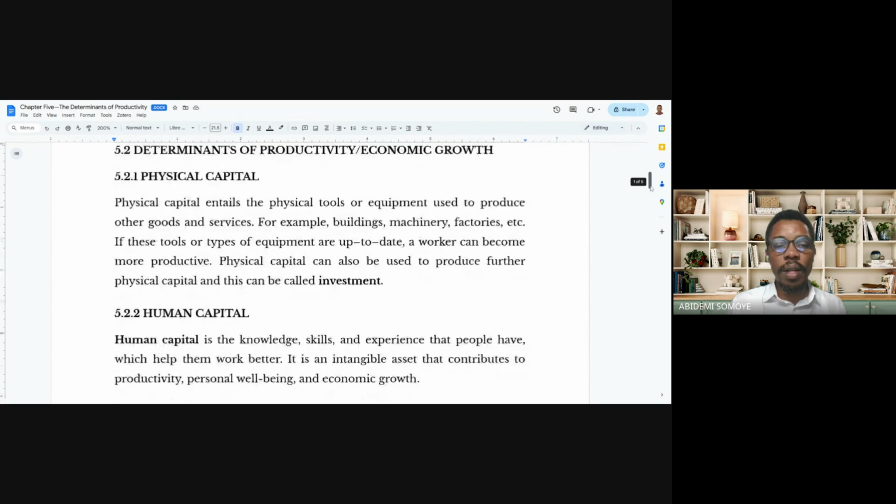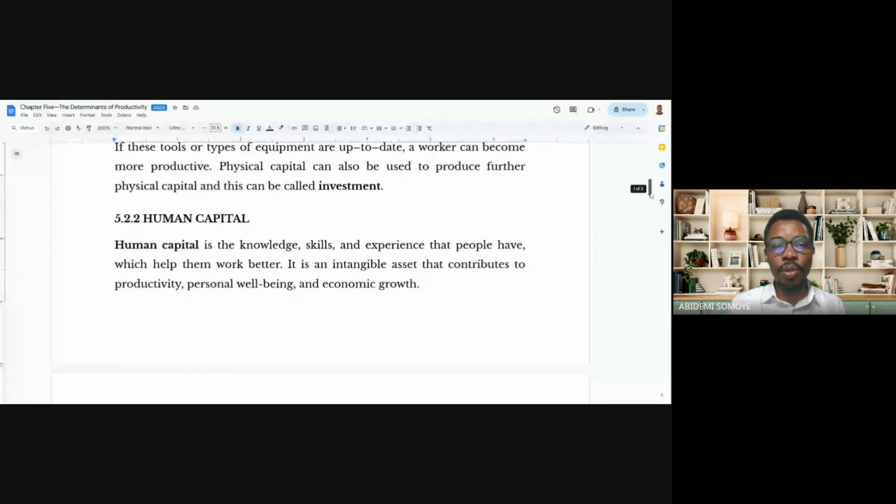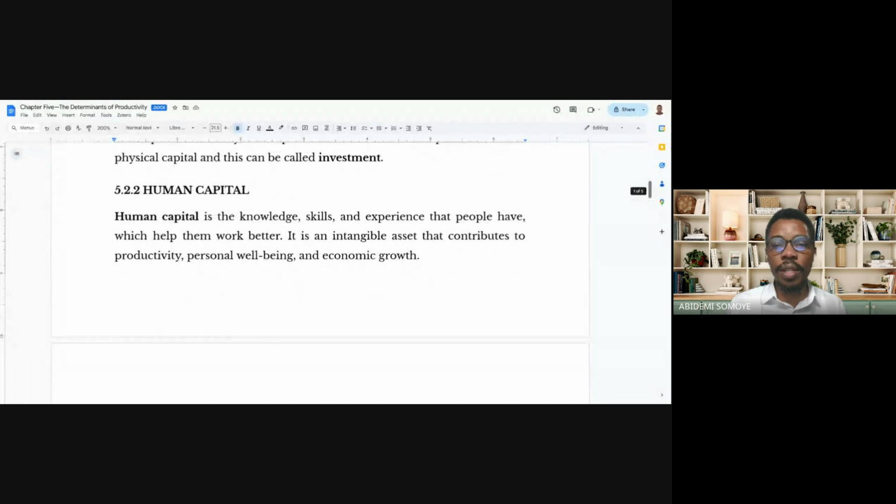The second one is human capital. Human capital refers to knowledge, skills, and experience that people have, which help them work better. It is an intangible asset that contributes to productivity, personal well-being, and economic growth.